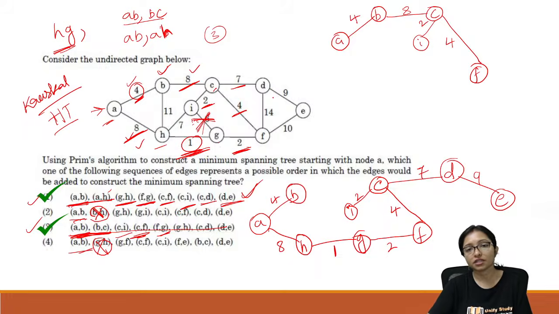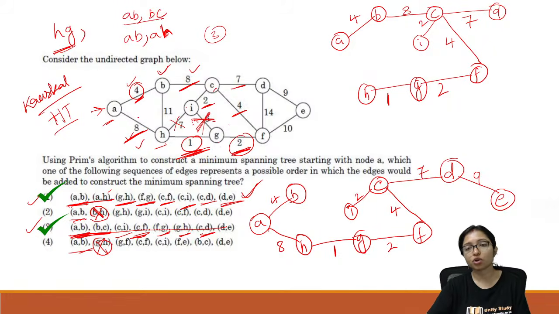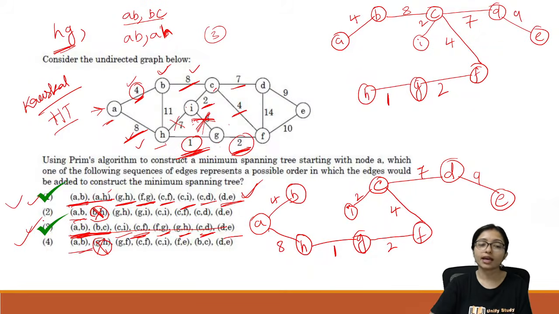Can I take FG? It is 2. Minimum 1. Yes, I can take FG. That is 2. Then take GH. Can I take GH? GH is 1. Definitely I can take. This is the minimum one. Then can I take CD? Yes, CD I can take. Next one is 7. Other than that, I am not taking any, because 8 or 11 are also not possible. Then after that DE, yes, DE. So that's why you can see both are correct.